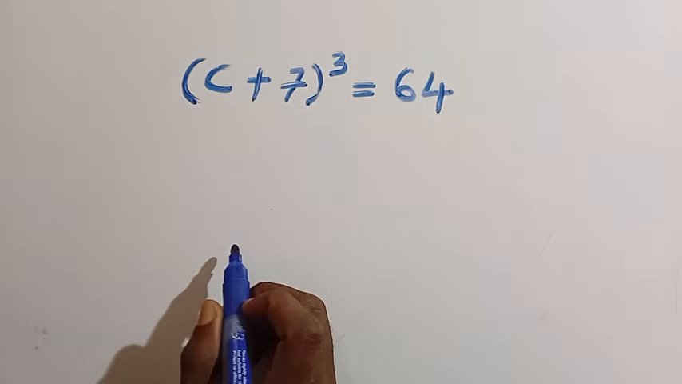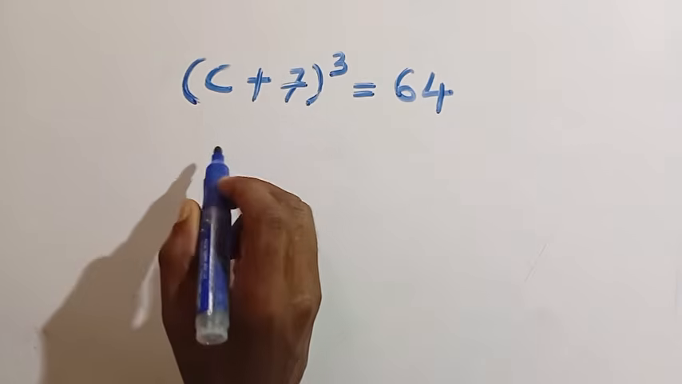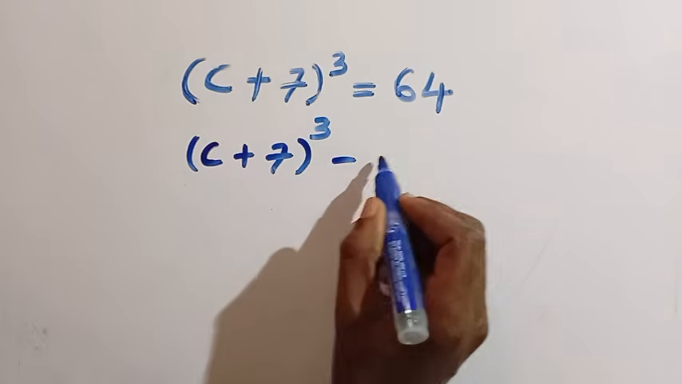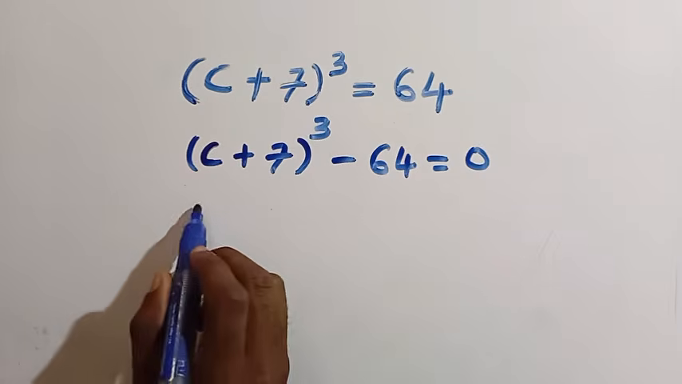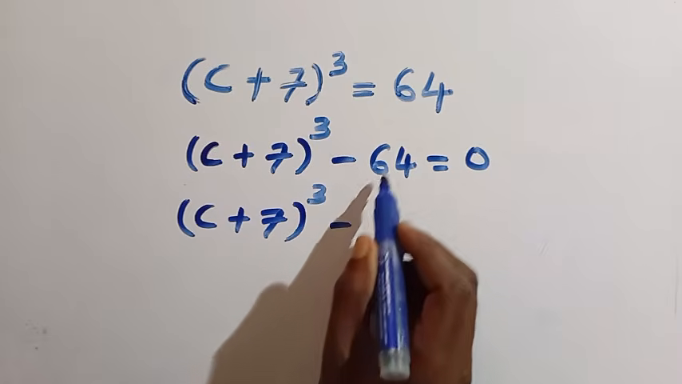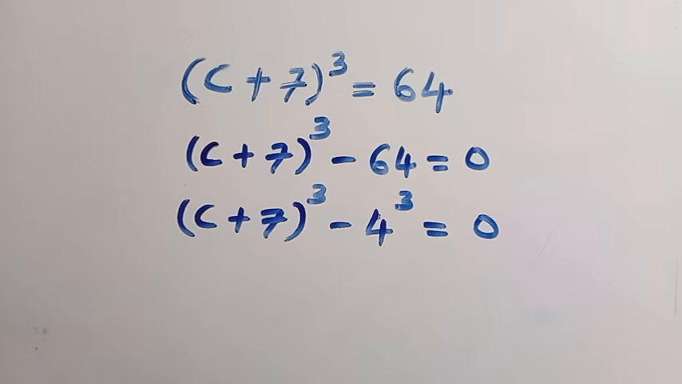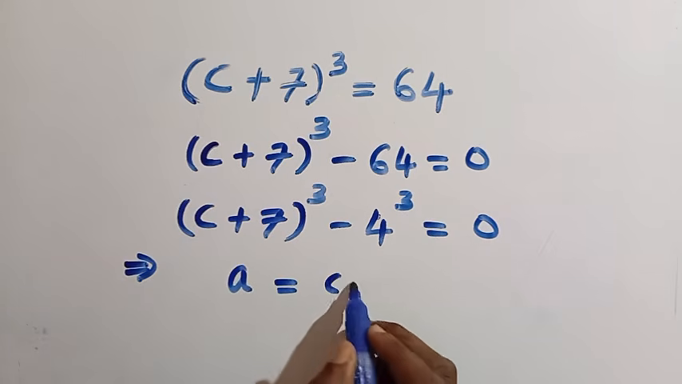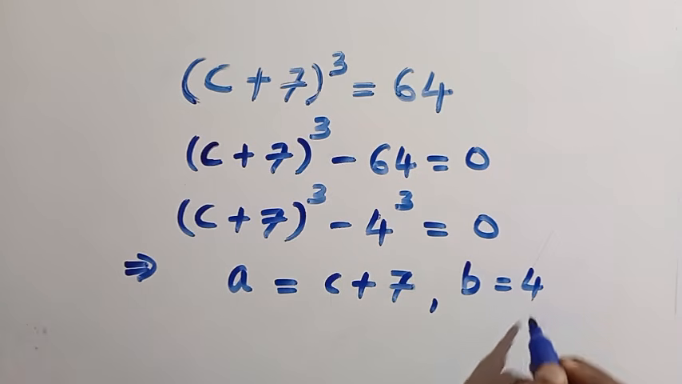Alright, let's solve this problem for all the solutions. Here, if I take this 64 to this side, we are going to have (c + 7)^3 - 64 = 0. Then we have (c + 7)^3 - 4^3 = 0 in exponent form. Suppose I let a = c + 7 and I let b = 4.